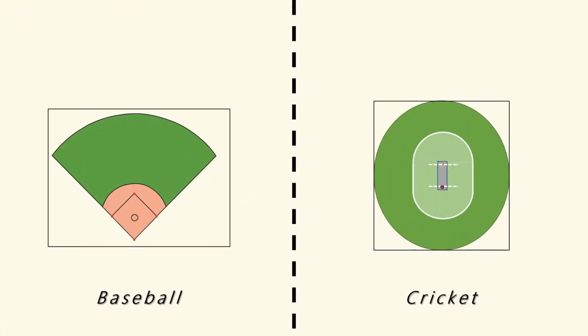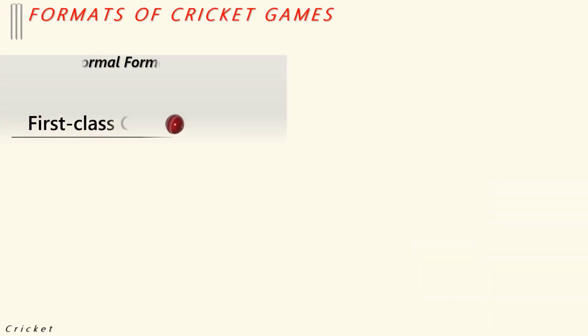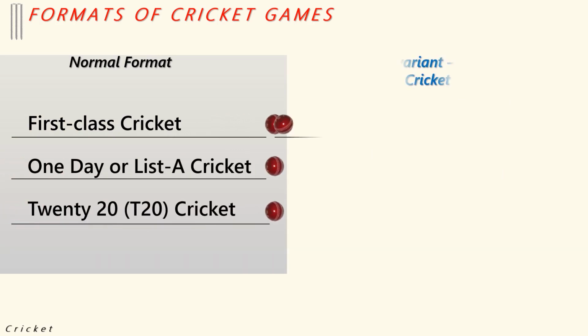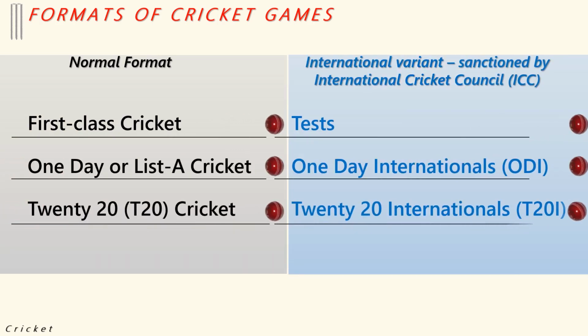Now let's talk about different formats of a cricket game. Cricket is played in many formats. The 3 most important formats are first class cricket, one day or list A cricket, and 2020 or T20 cricket. The additional three types of cricket are merely the international forms of each of these three types, and these are known as tests, one day internationals or ODIs, and T20 or 2020 internationals.